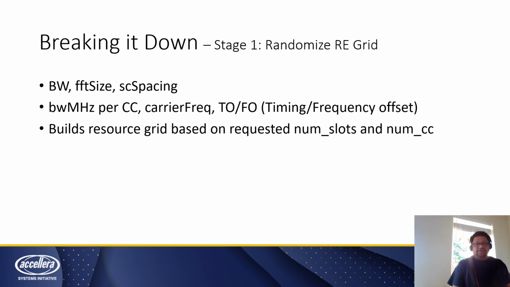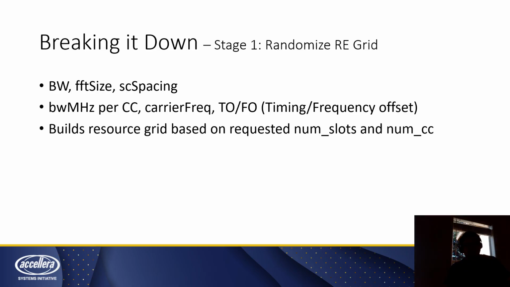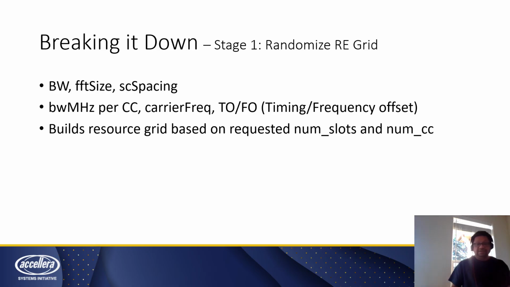Going into details of how to break it down, in stage one, we randomize the RE grid, where some of the parameters that we deal with at this stage, which will never be touched again in the next stages of randomization, would be the bandwidth, the FFT size, the subcarrier spacing, the bandwidth per CC or carrier frequency, and timing and frequency offsets. All this information is used to build the resource grid. Every time you run a test, you say, okay, I want the number of slots to be tested now to be 10 slots, and I want to test 4 CCs. You mention these, and then the resource grid is built for the desired number of slots and CCs.